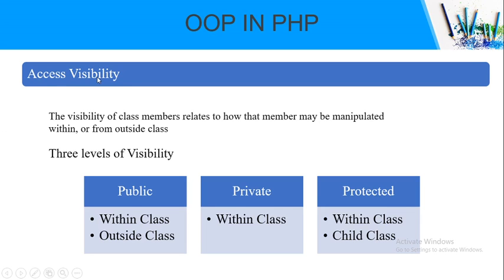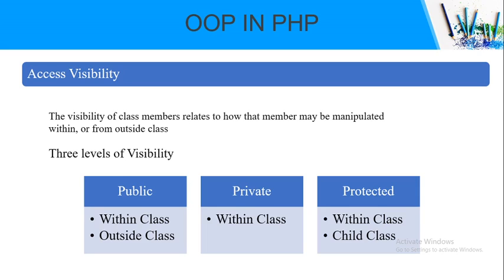Next one is access visibility. In the above program you declared the variable publicly. Then what is access visibility, and what is the need of visibility? First, the visibility of a class member relates to how that member may be manipulated within or from outside the class. There are three different levels of visibility: public, private, and the last one is protected.